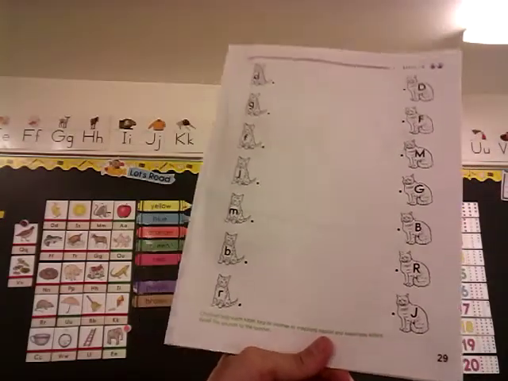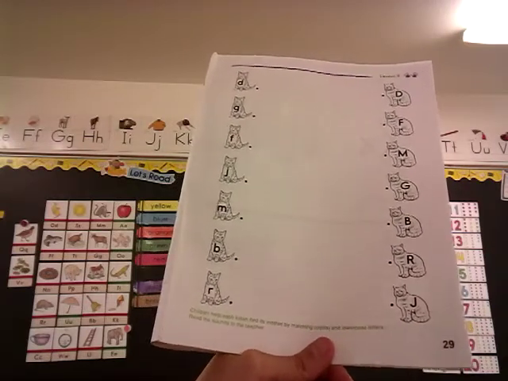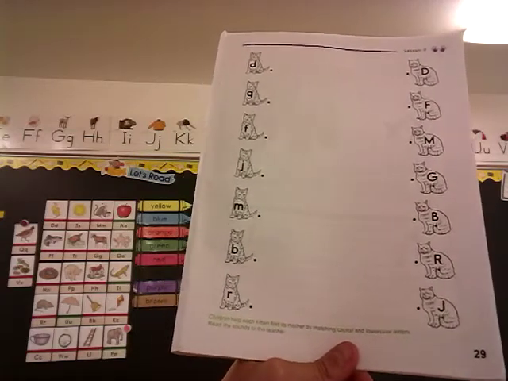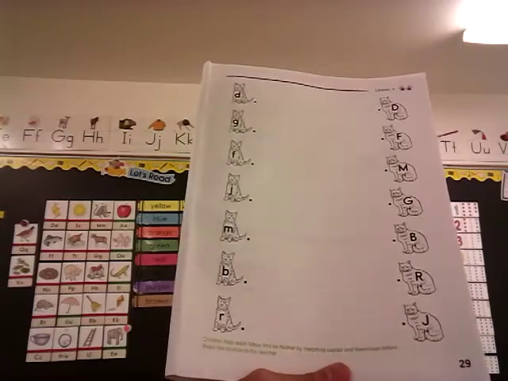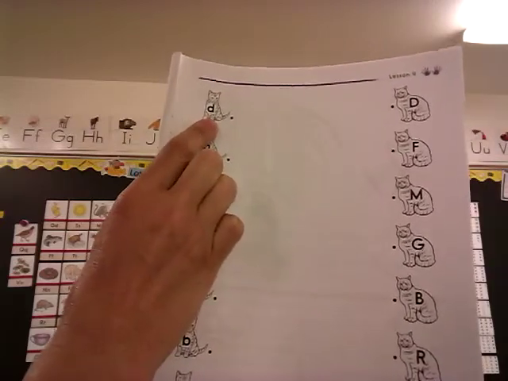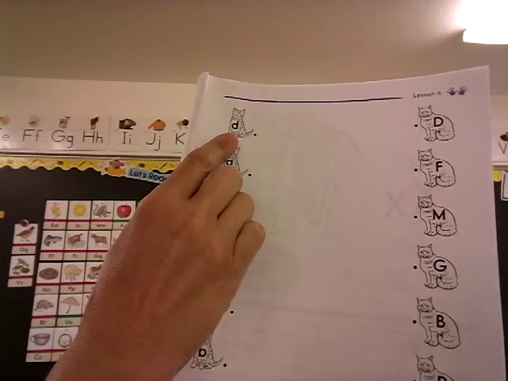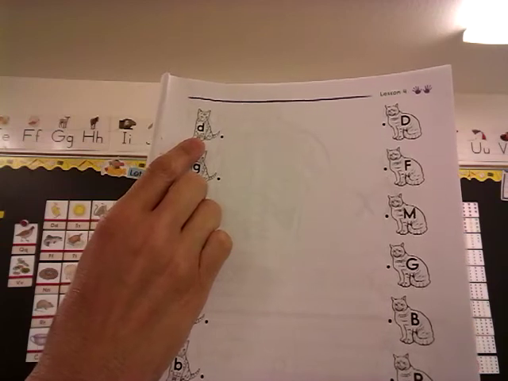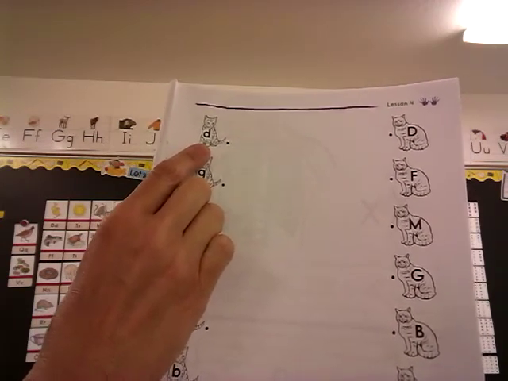The next page, children: help each kitten find its mother by matching capital and lowercase letters. Read the sounds to the teacher. Okay, let's do the sounds first and then I'll let you match them up, okay? Let's put your finger right up here on the first kitten. That letter is a D. Do you remember what sound the D makes? D, like Debbie Duck.